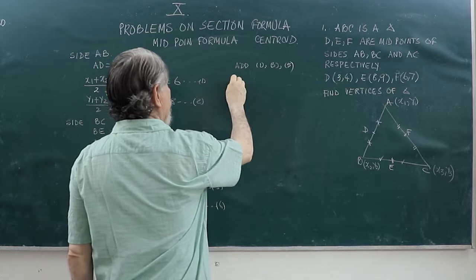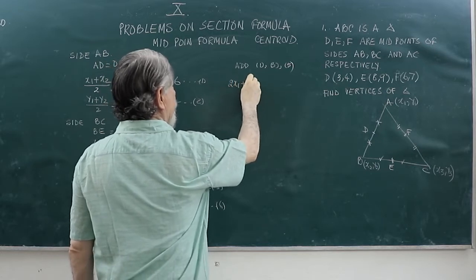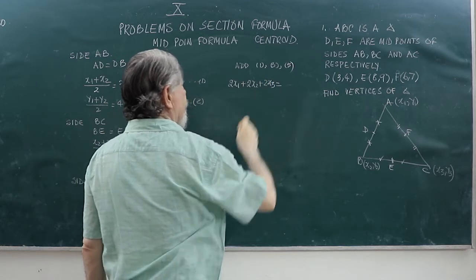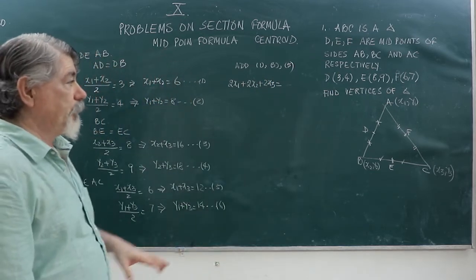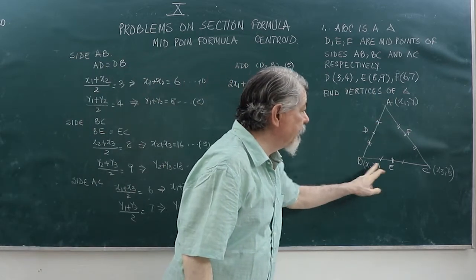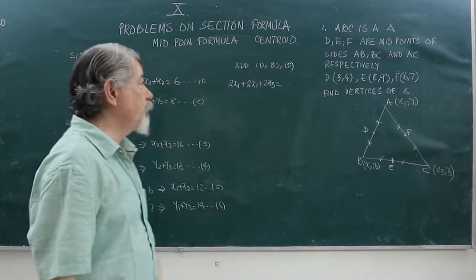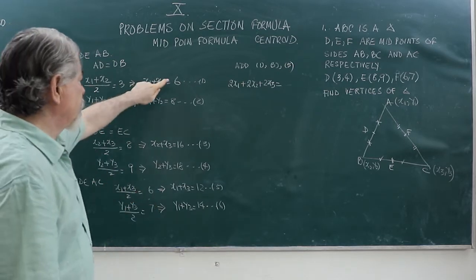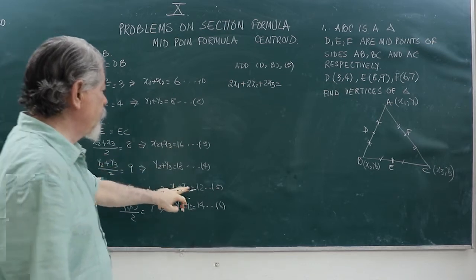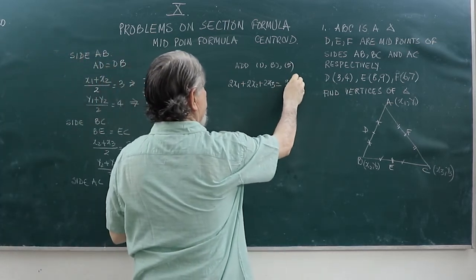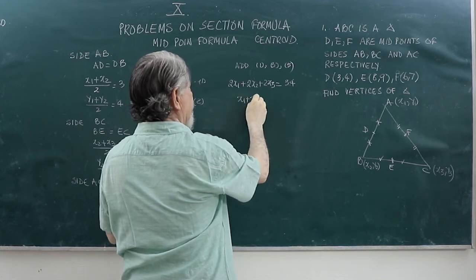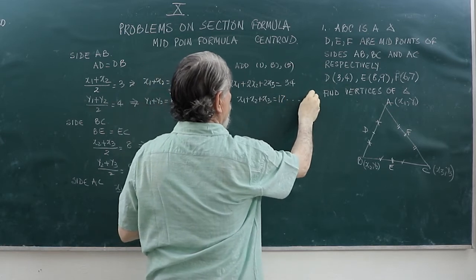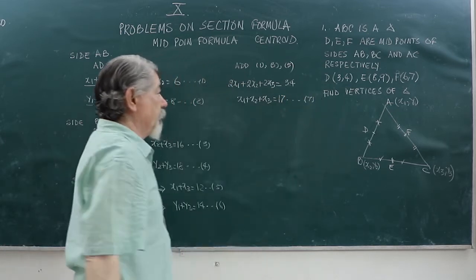So what will I get? I'll get 2x1 plus 2x2 plus 2x3, because x1 and x2 come in the first, x2 and x3 in the second, so 2x2 will come. Similarly 2x1, 2x2, 2x3 will come. 6 plus 16 is 22, 22 plus 12 is 34. That means x1 plus x2 plus x3 is 17, dividing by 2. This is equation number 7.